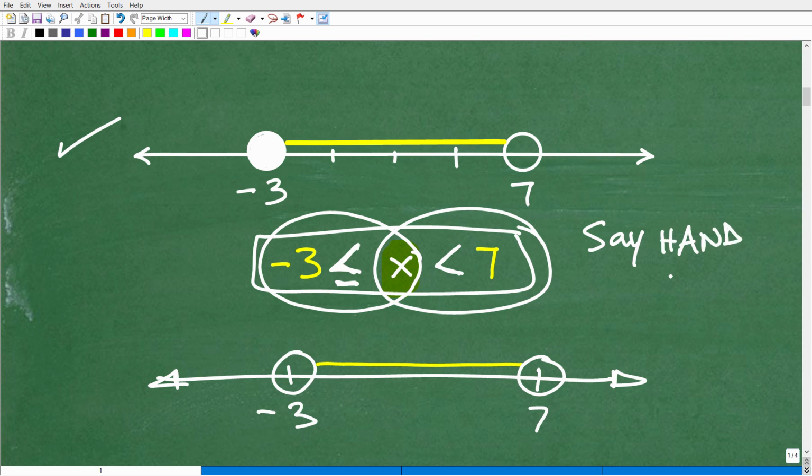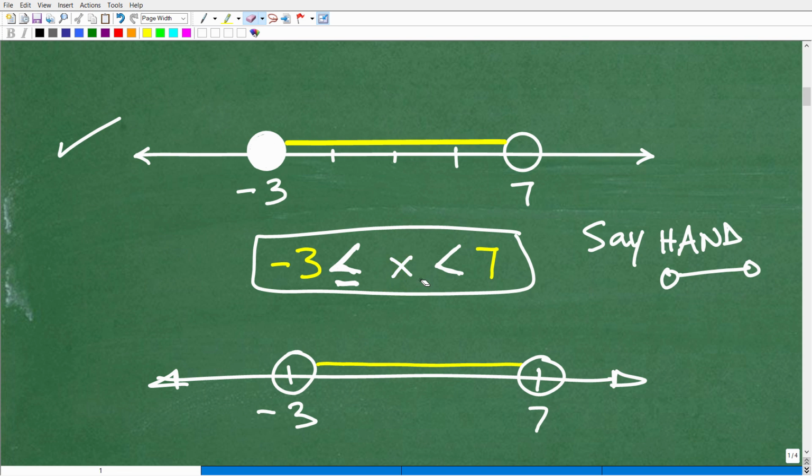So you're thinking of the handlebars on a bike. Okay, that kind of graph. So that's what we have. All right, so this is the basic setup, but let's notice here that we have a less than or equal to, and we have a less than. Anytime you have less than or greater than, you're always going to have an open circle.